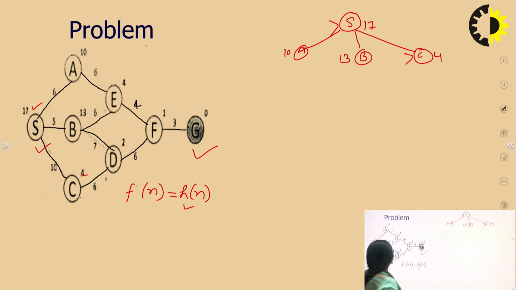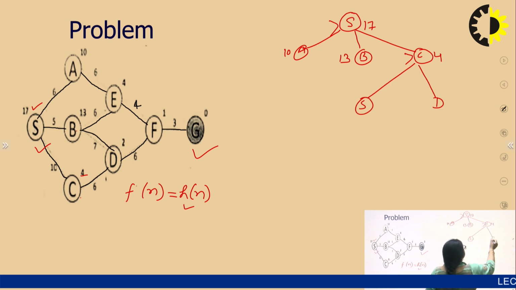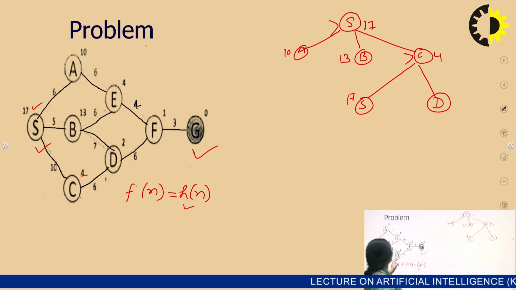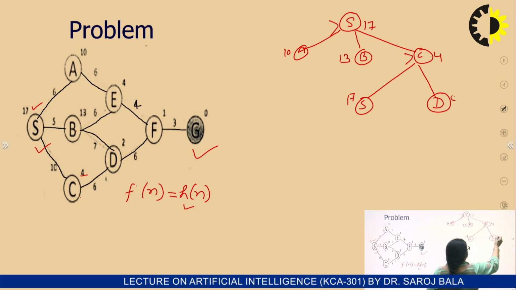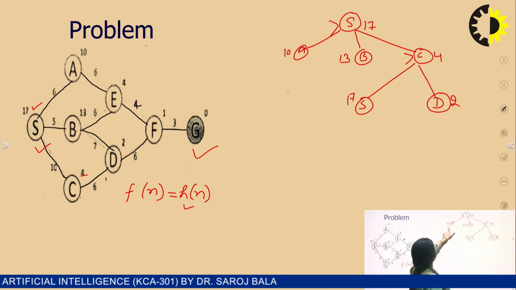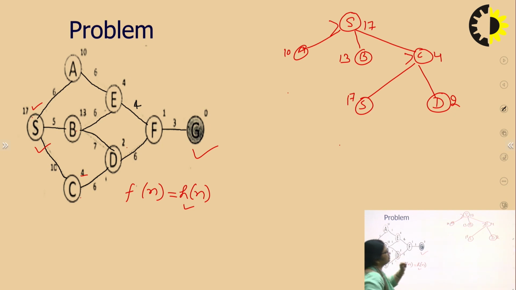So what are neighbors of C? Neighbors of C are S and D. What is heuristic value of S? We already know 17. What is heuristic value of D? It is 2 only. So these are the heuristic values. Now we are having nodes with heuristic value 10, 13, 17 and 2. These are mentioned with the nodes. So here I am getting the minimum value as 2.